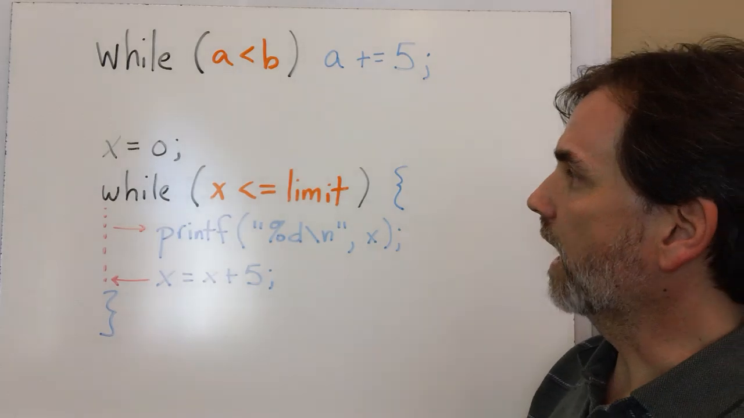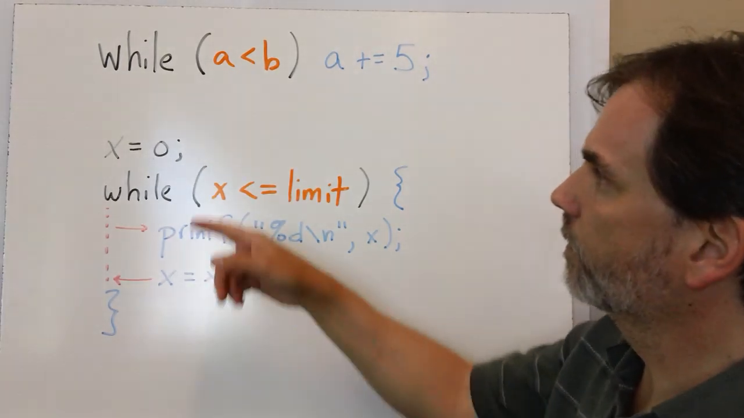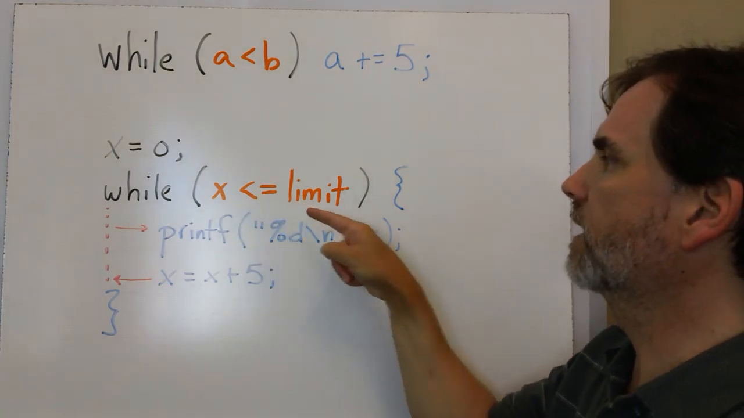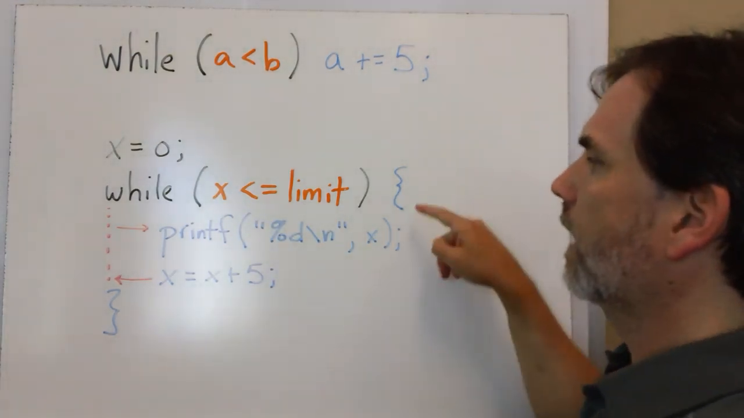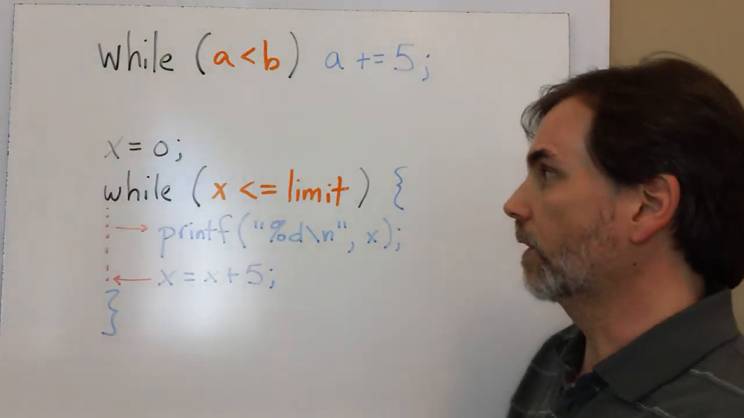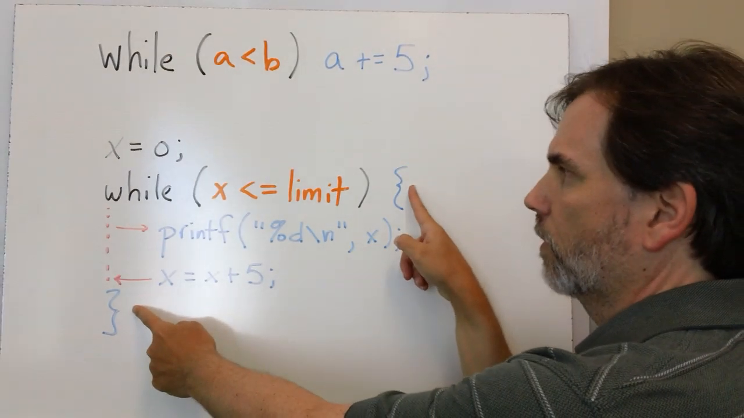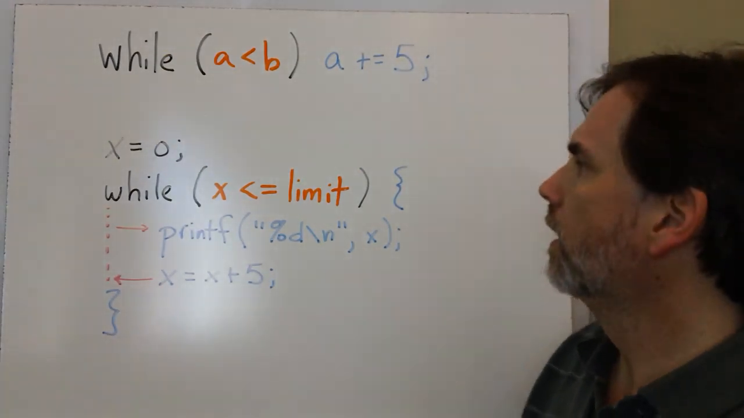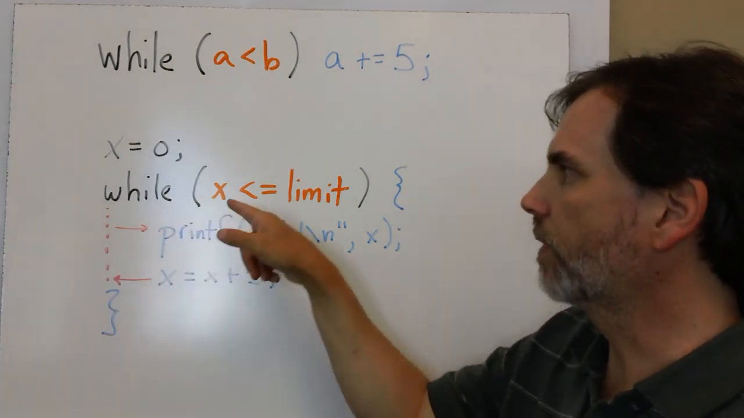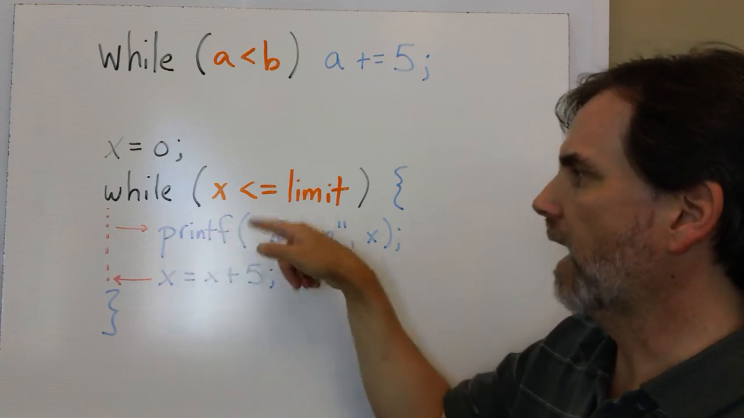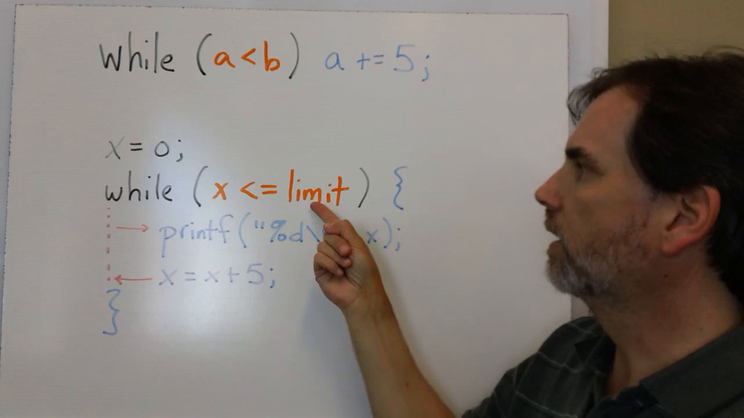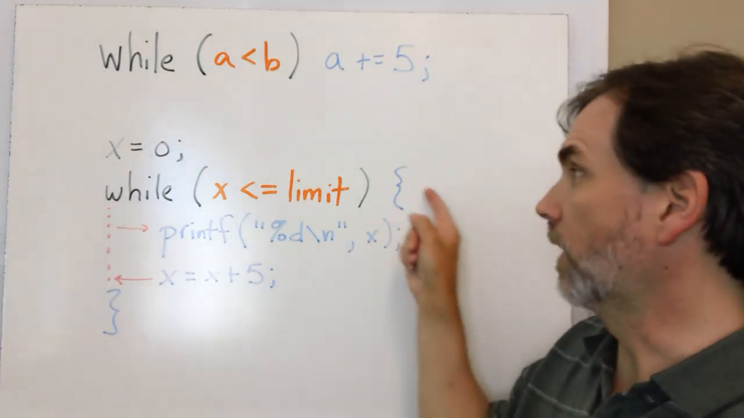Here's a little more complicated example. We're going to initialize x to be 0. We're going to test whether x is less than or equal to some limit. And then our statement is a compound statement. We want to do more than one thing in the body of the loop, so we encapsulate it in a compound statement so that it's syntactically correct. So inside the loop, we print the value of x and we add 5 to it. We go back to the top, test it again, print, add, go back and test. Eventually, since x is getting larger, it will be greater than limit and we will exit the loop.